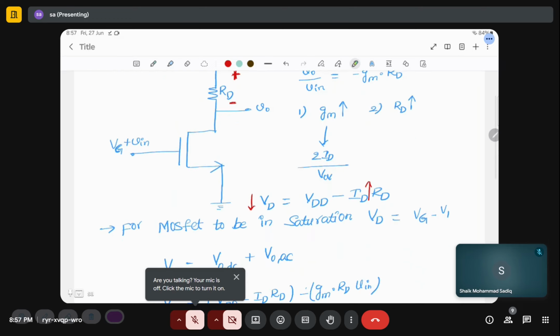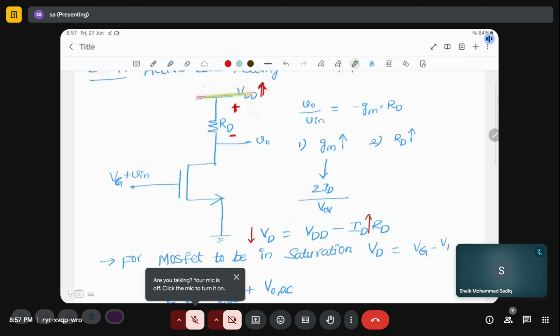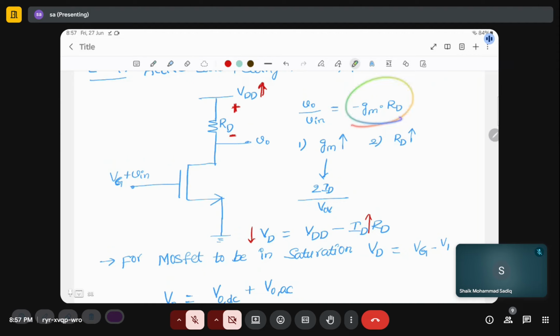If I increase this VDD, I have much more swing here, right? The drop can be more. If the drop can be more, the current can be more, or the gm can be more, or RD can be more. In those three cases, my gain can be more.